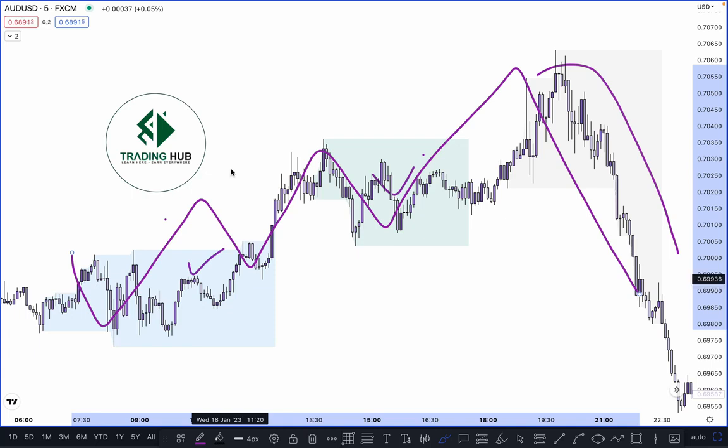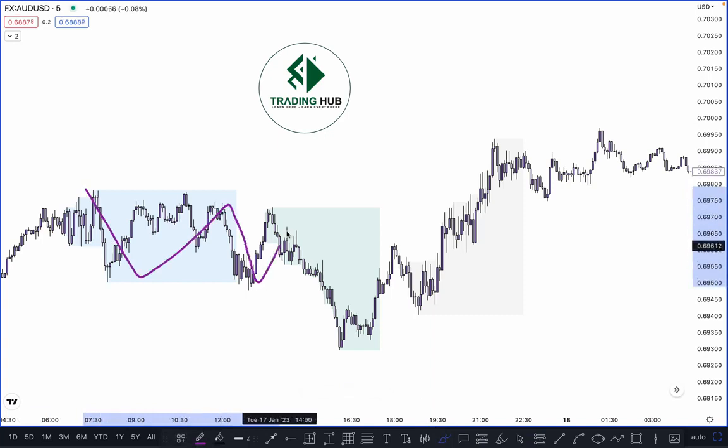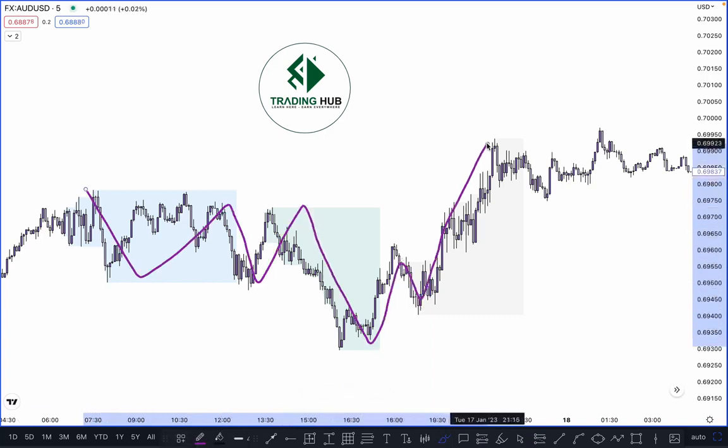Let's look at another example. As you can see here, this one is our Asian session, this one is our London session, and this one is our New York session. You can see in this bearish market, the Asian session was bearish and London was also bearish, and then New York gave a reversal move to the upside.